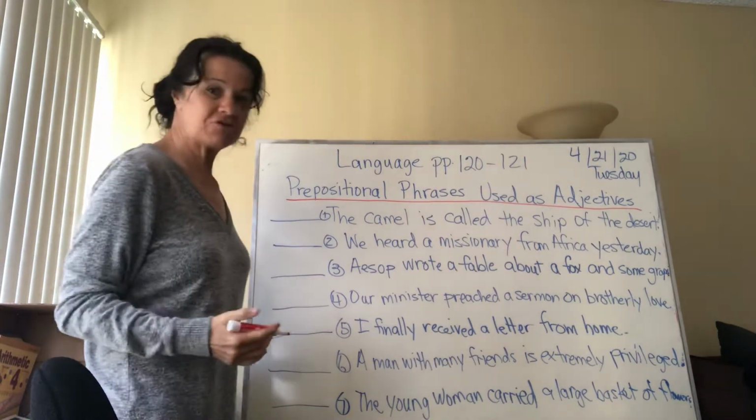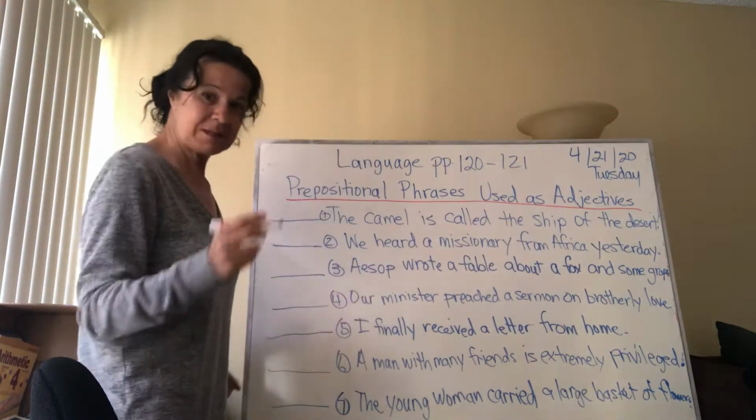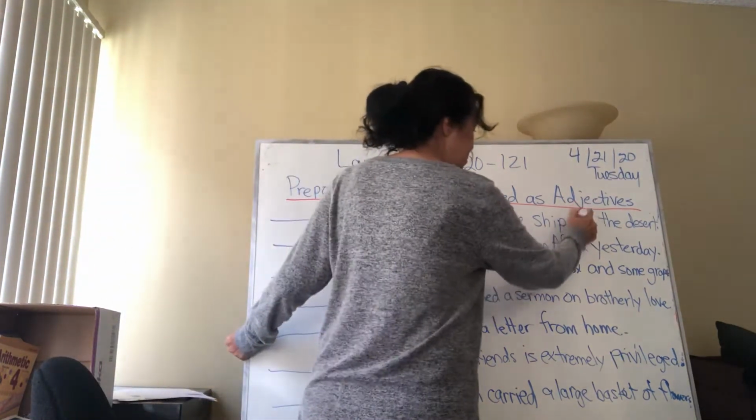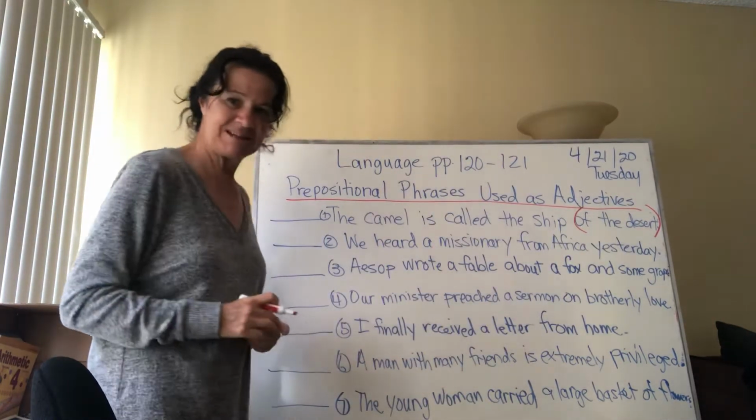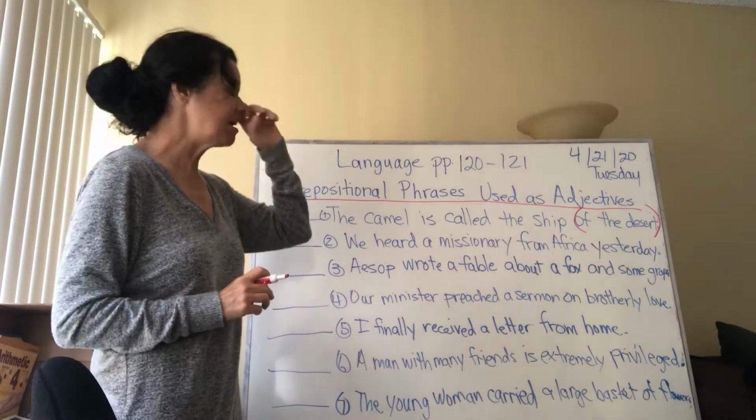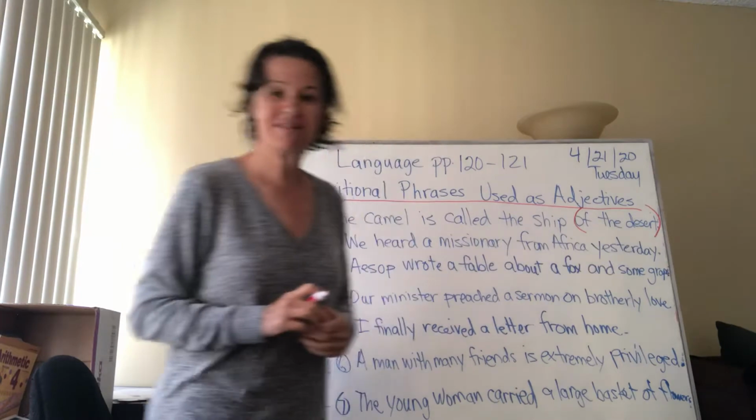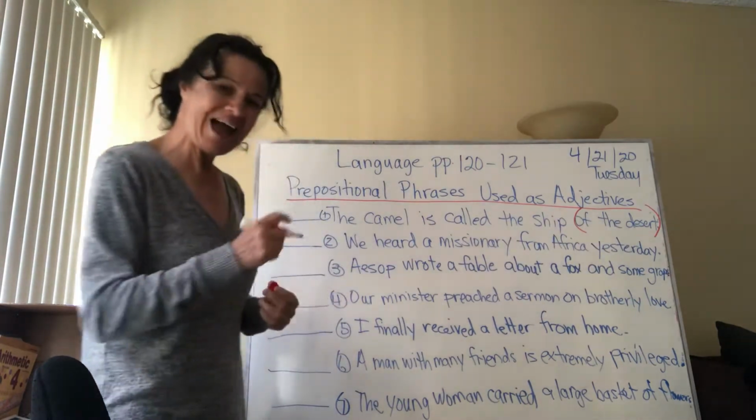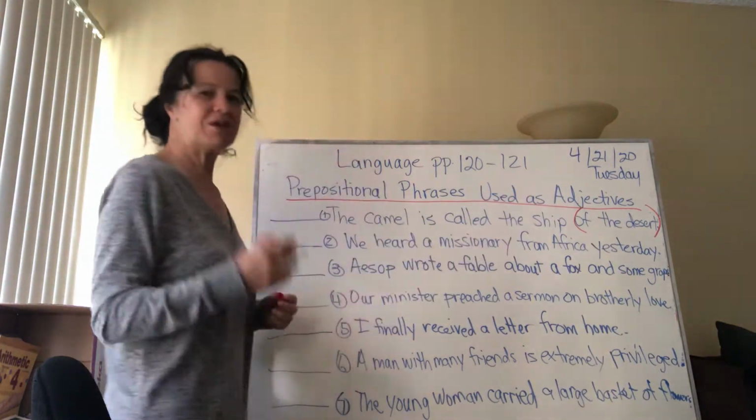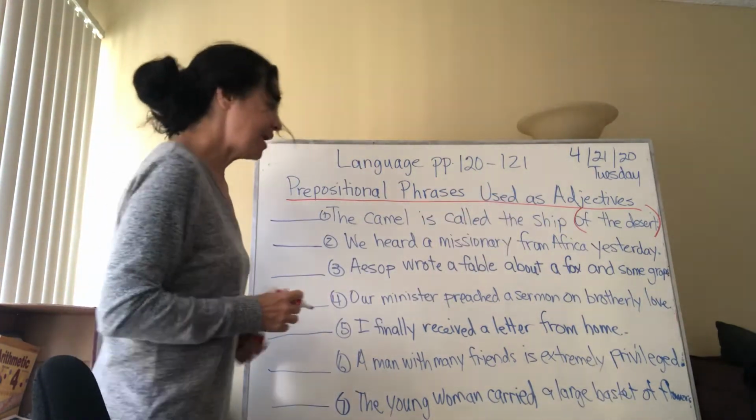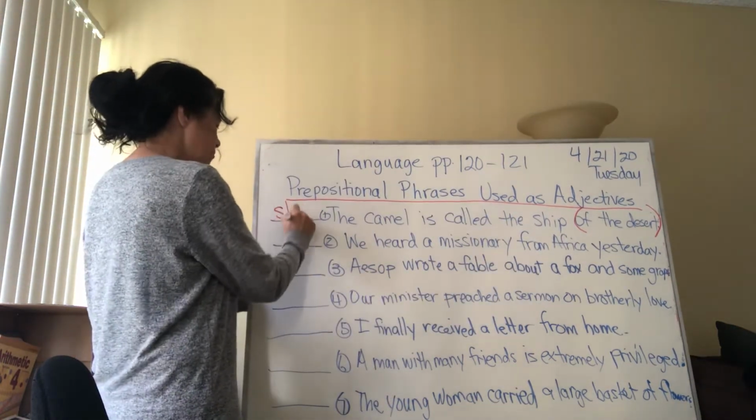So let's find our prepositional phrase in number 1. It says a camel is called the ship of the desert. So I see my preposition of, I see my object desert, so I put that in parentheses. I found my preposition, I found my object, I put the whole phrase in parentheses, and now I want to figure out what noun it's giving me details about. What are they referring to as of the desert? And we see that they're talking about ship. So you'd write ship in the blank.